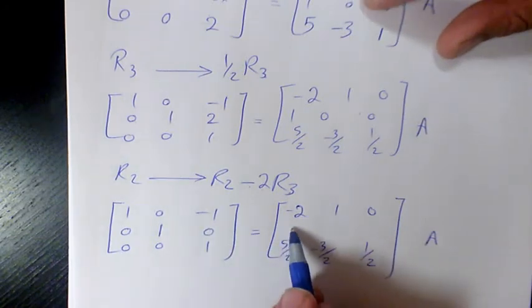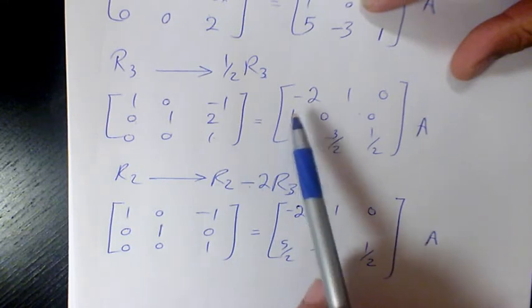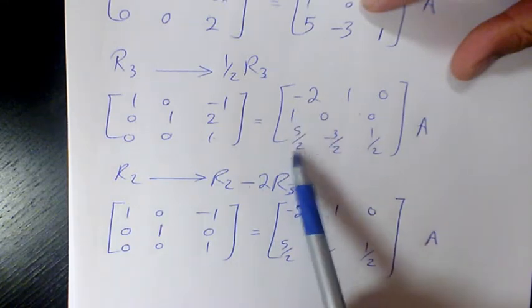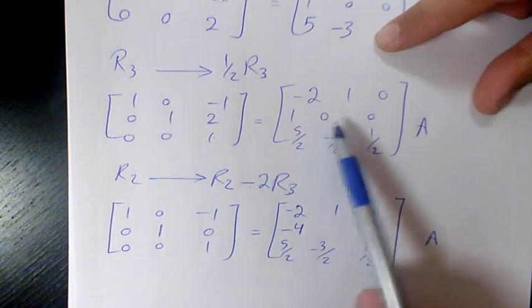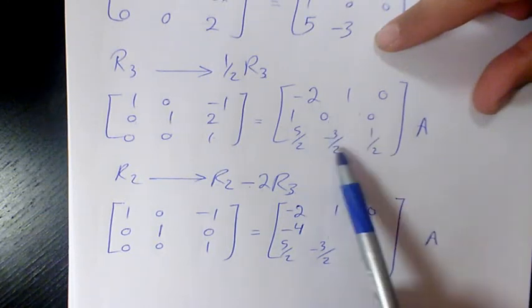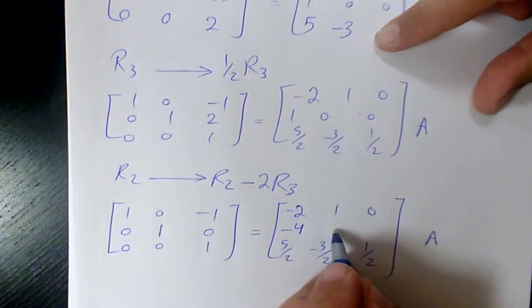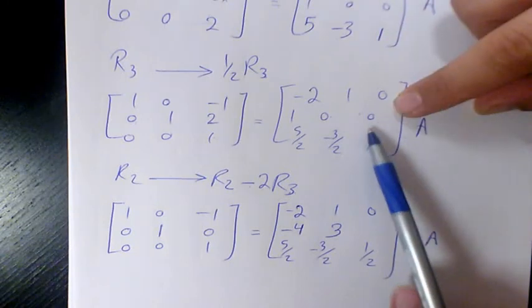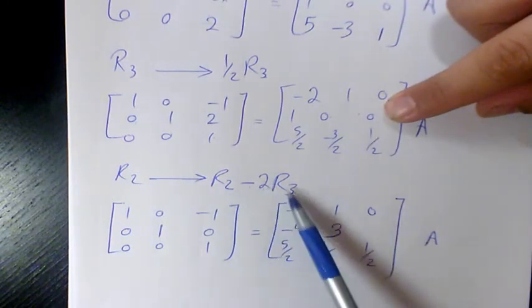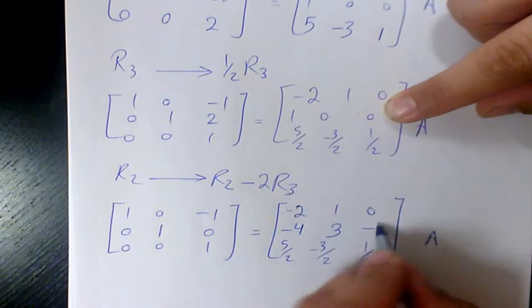Here, that's going to change to 1 minus 2 times 5 over 2, which is going to be 1 minus 5, which is going to be negative 4. Here, 0 minus 2 times negative 3 over 2, which is going to be negative times negative 3 is going to be positive 3. And here we have 0 minus 2 times R3, which is going to be negative 2 times 1 over 2, which is going to be negative 1.